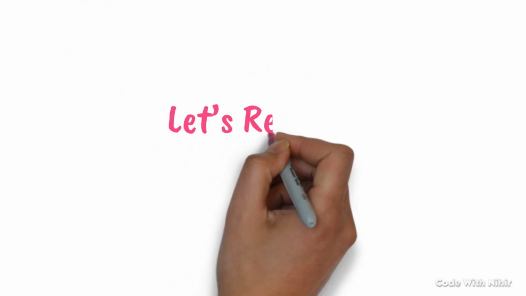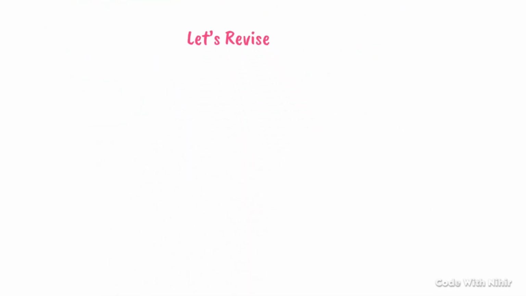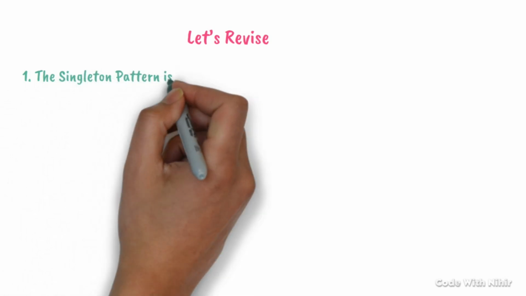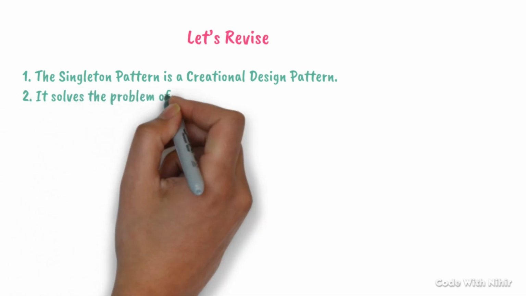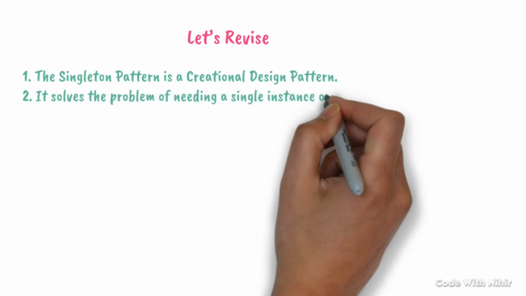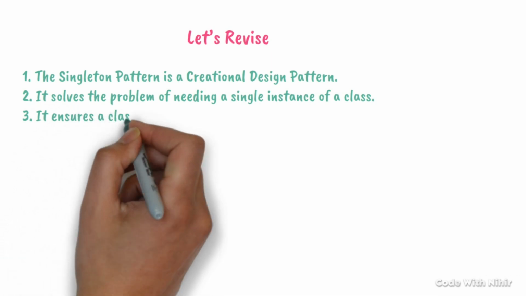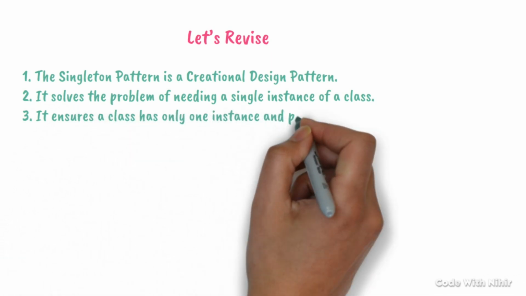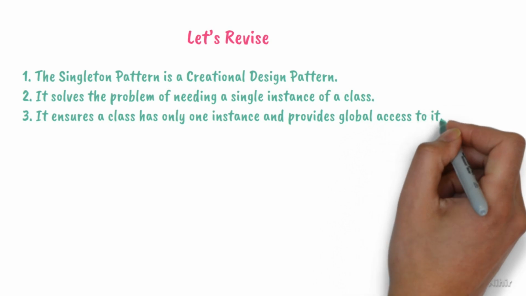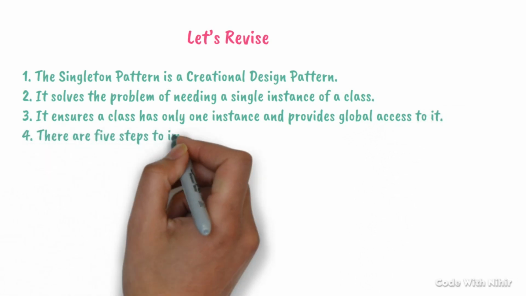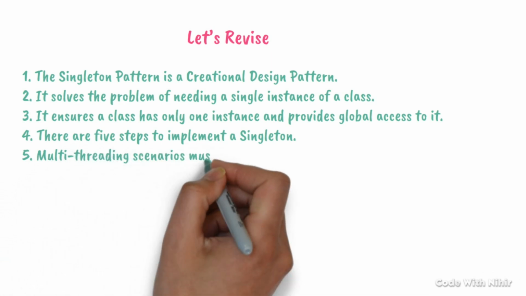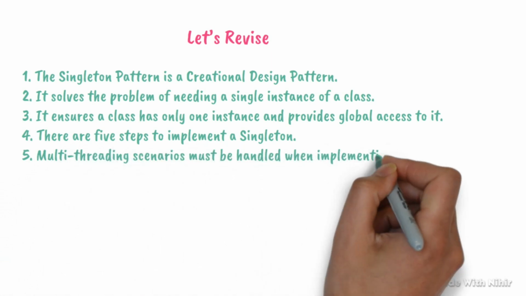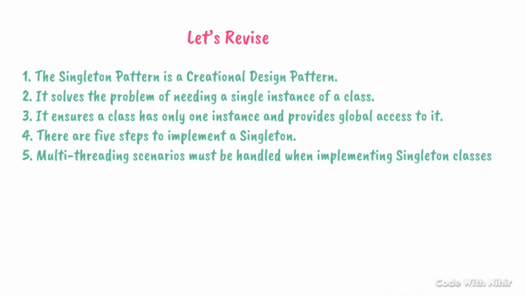Now, let's quickly revise what we have learned in this lesson. Number 1, the Singleton pattern is a creational design pattern. Number 2, it solves the problem of needing a single object of a class. Number 3, it ensures a class has only one instance and provides global access to that instance. Number 4, there are 5 steps to implement a Singleton design pattern. And number 5, multi-threading scenarios must be handled while implementing Singleton classes, which we will cover in our next video.